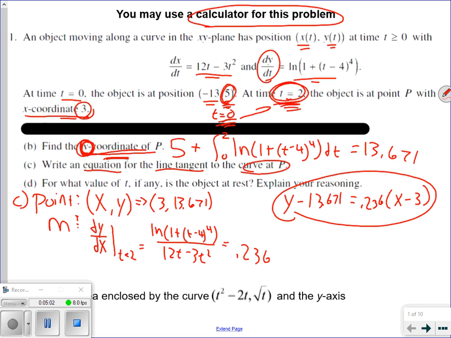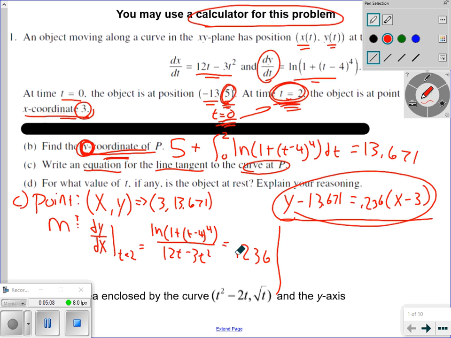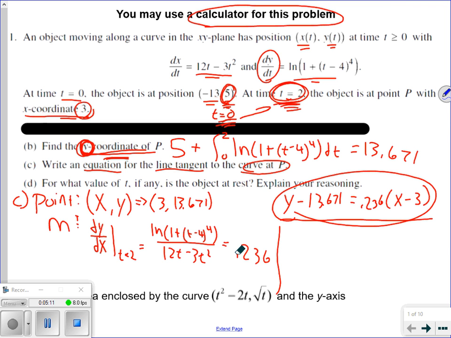And then lastly, in part C, and I'm going to try to squeeze this in right here. It's calc active, so I'm not going to need much math here. It says, for what values of t, if any, is the object at rest? And explain your reasoning. So your reasoning's pretty simple. We know that we're at rest when v of t equals 0. Okay? We're at rest when v of t equals 0, or when the derivative dy over dx, when that is equal to 0, right? That's when we're at rest.